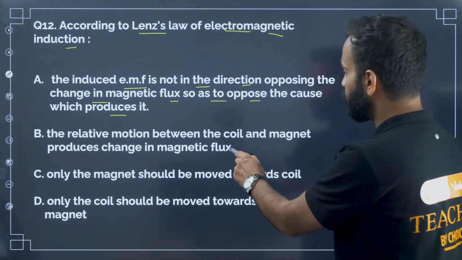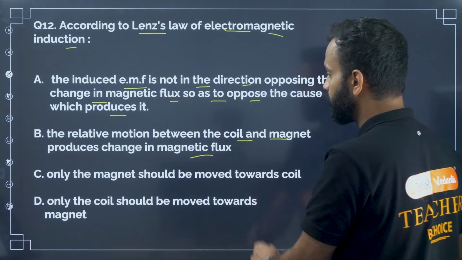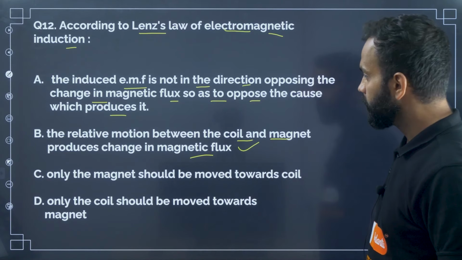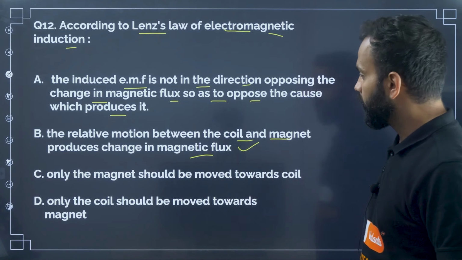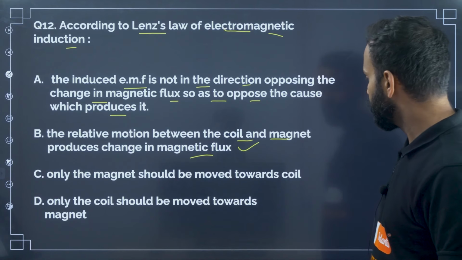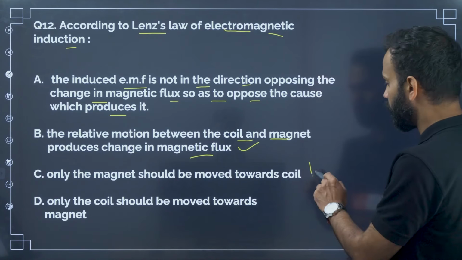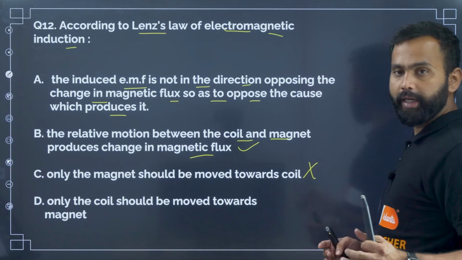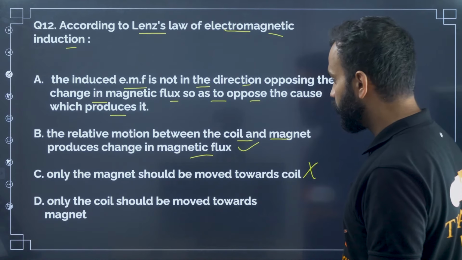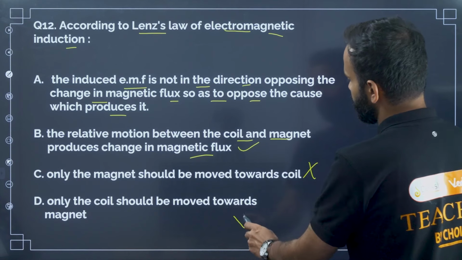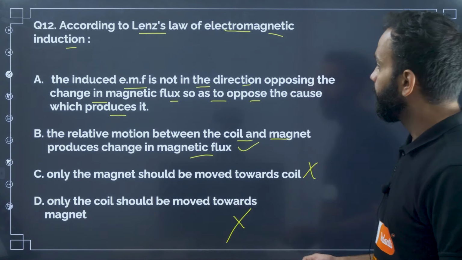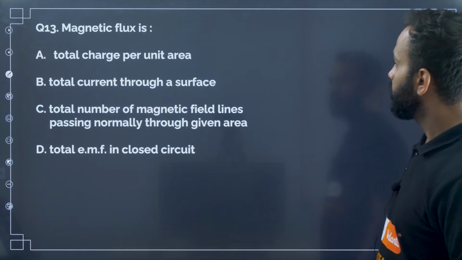Option B, the relative motion between the coil and the magnet produces the change in magnetic flux. Yeah, correct. The second one is correct. The third one, only the magnet should be moved towards the coil. No, this one is wrong, right? Either the coil can move towards the magnet or the magnet can move towards the coil. Option D, only the coil should be moved. This one is also wrong. The correct option is B.